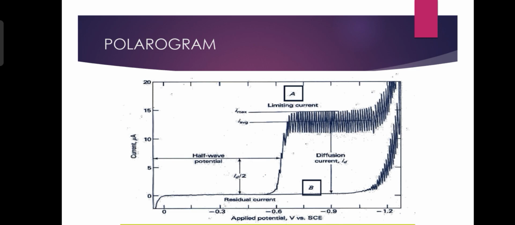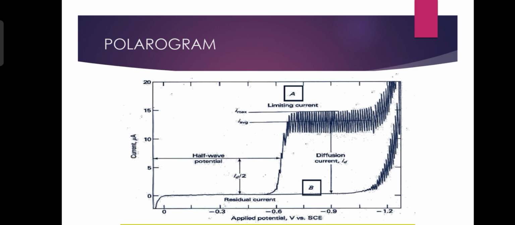You can see that polarography is the graph between current and applied potential versus a reference electrode. First the residual current arises, and after some time there is a diffusion current, and after some time there is a limiting current. With increasing voltage, there is the residual current, and migration current also arises, which we will not take into consideration.